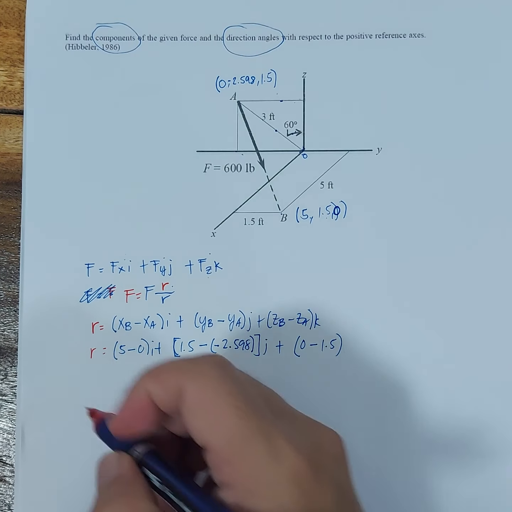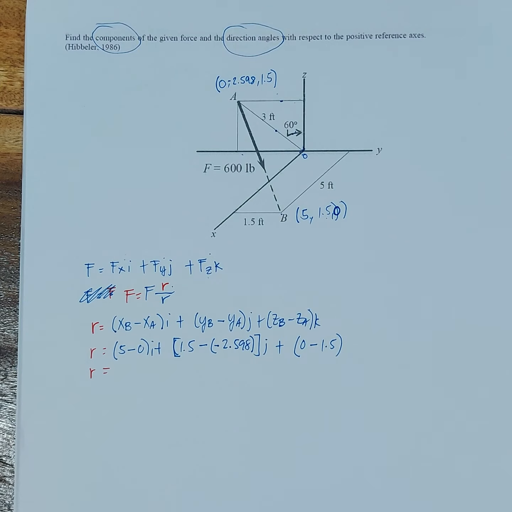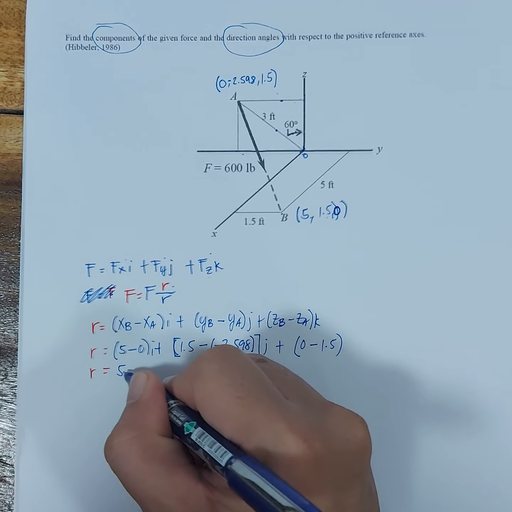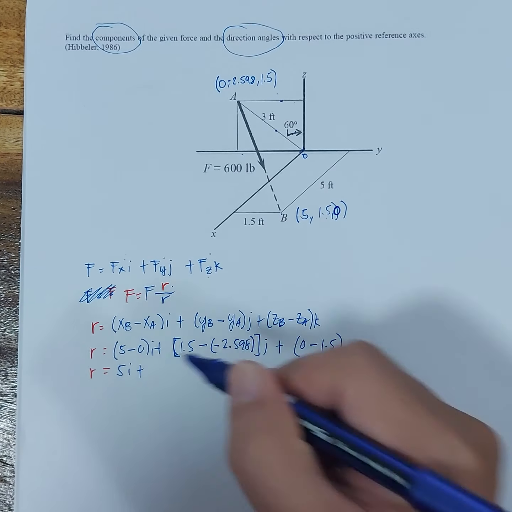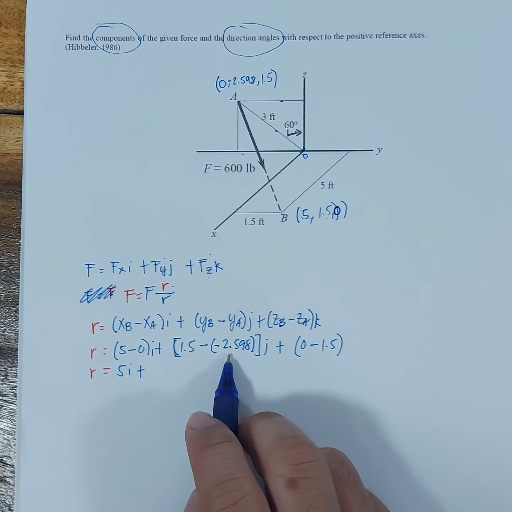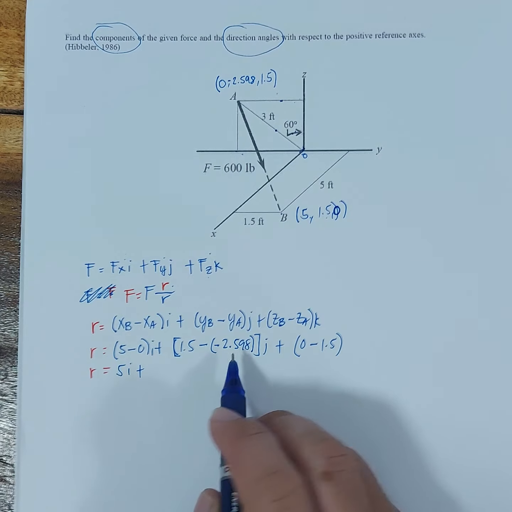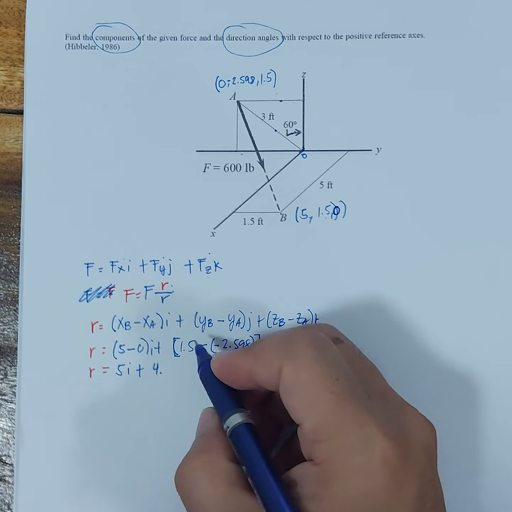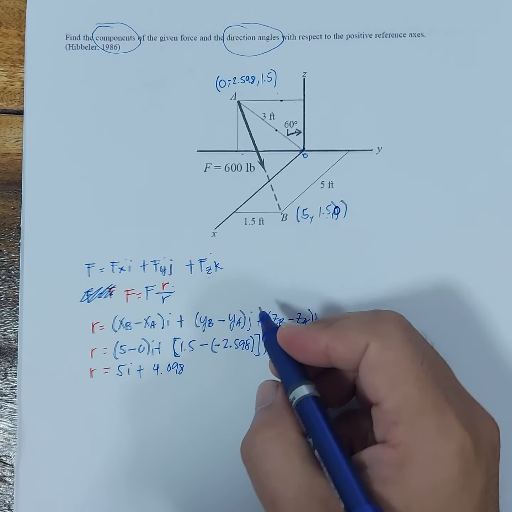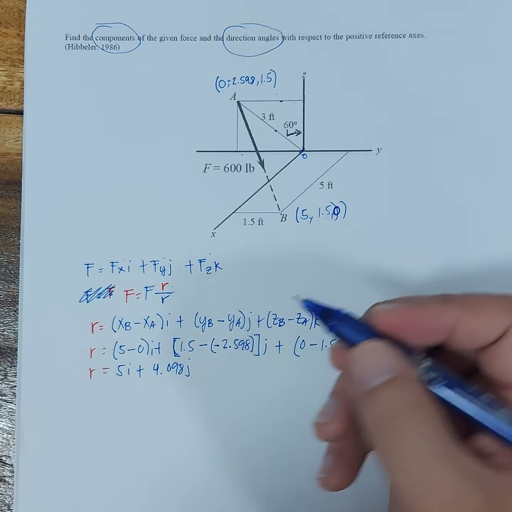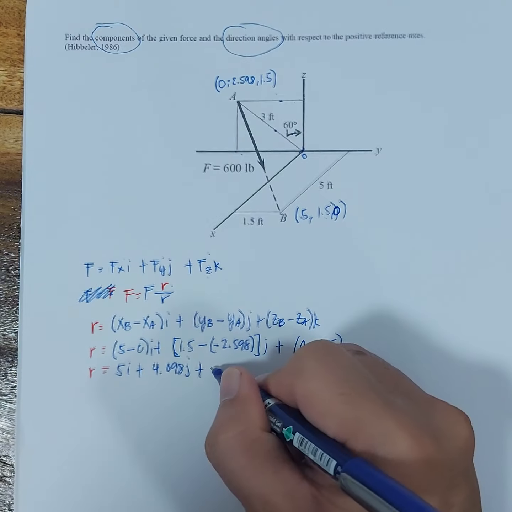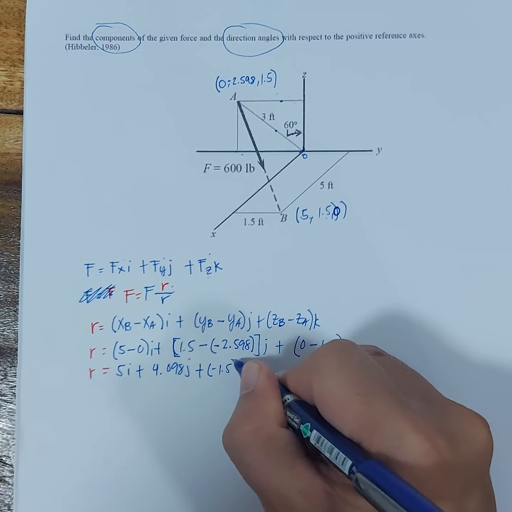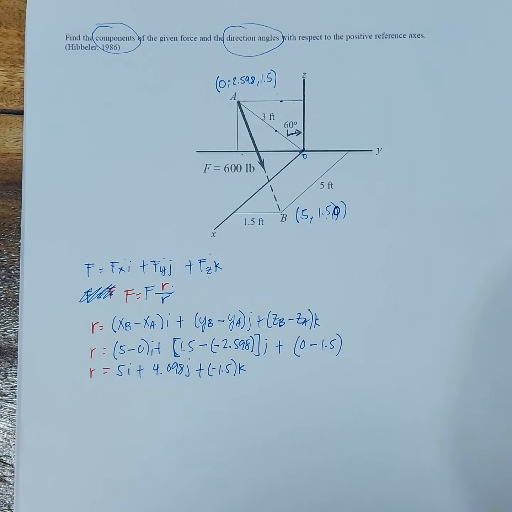Alright, so our position vector R now is 5i plus, so 1.5 minus negative 2.598 is equivalent to 4.098 j, okay, plus, so 0 minus 1.5, that's negative 1.5 k. Okay. So that is our position vector.